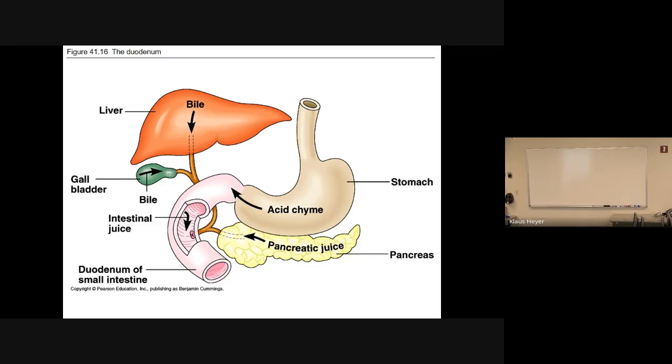The pancreas also makes something called sodium bicarbonate. In other words, it's baking soda. That's what baking soda is. Like Arm & Hammer, your refrigerator.